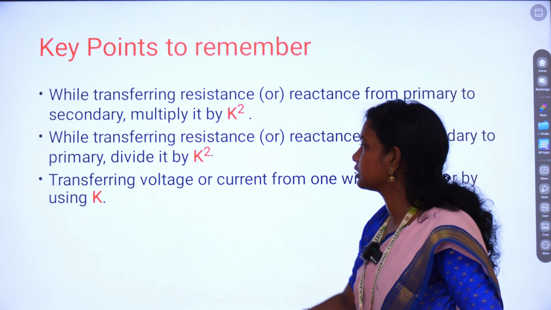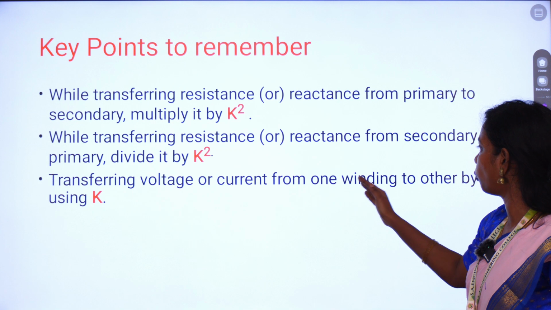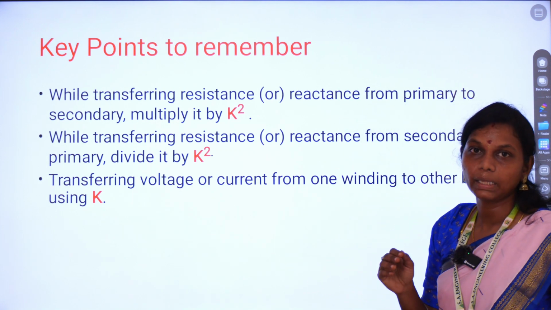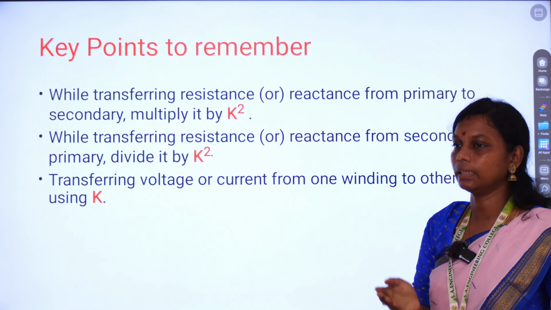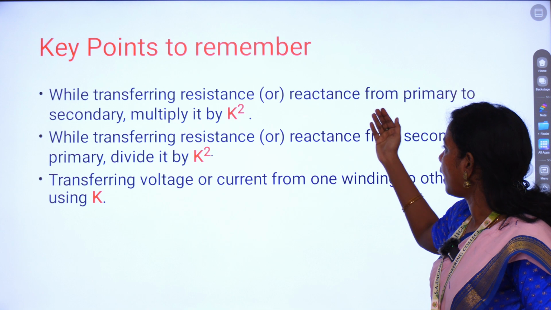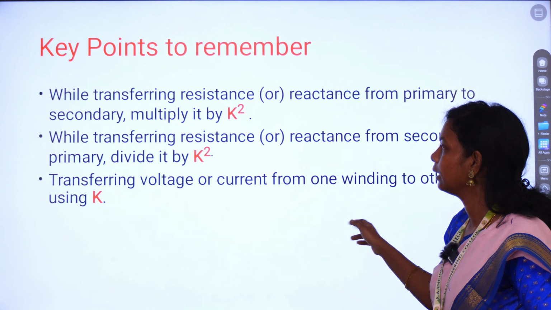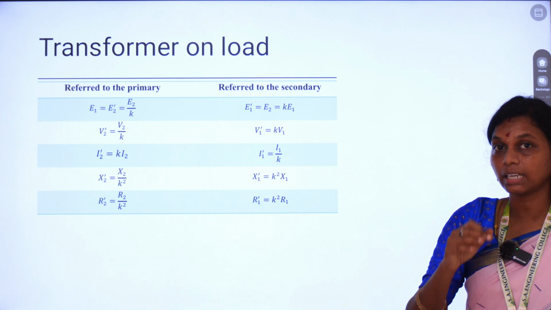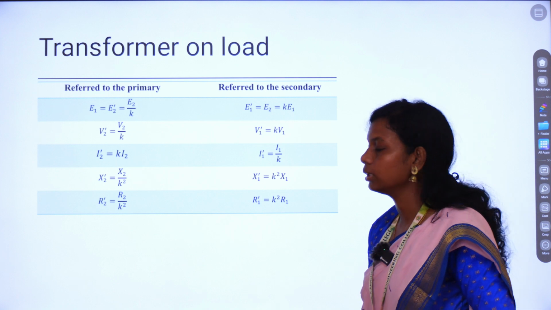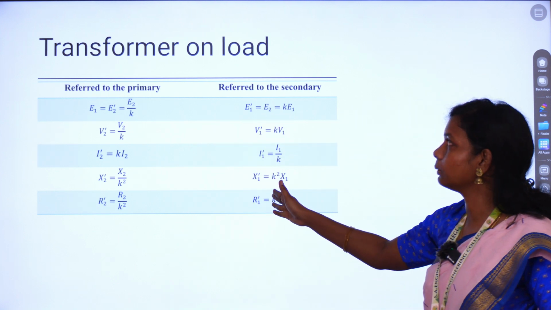And the third point which we have to remember: while transferring voltage or current from one winding to another winding, we have to use K, either by multiplying or dividing. From primary to secondary, you will be multiplying with K, and while transferring from secondary to primary, we have to divide it by K. This is the main concept which we have to remember while solving problems in GATE or normal exams. So these are the main formulas which we have to remember.